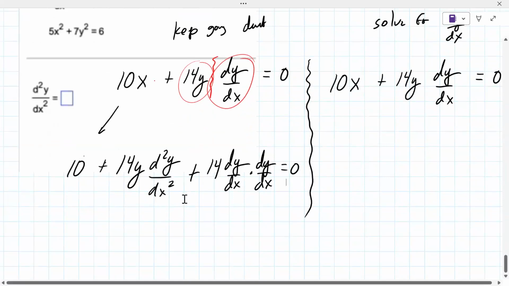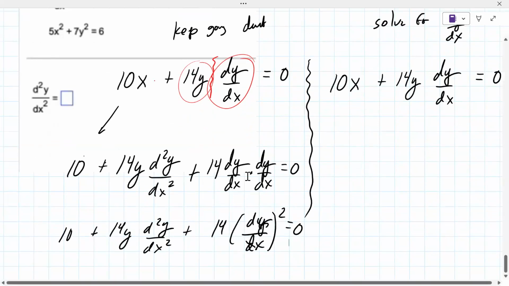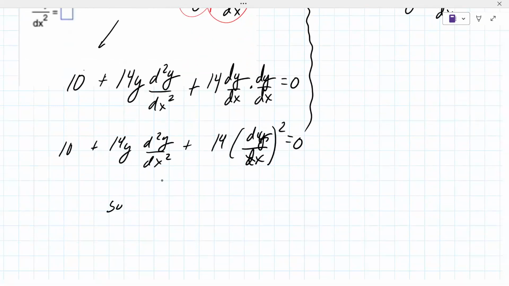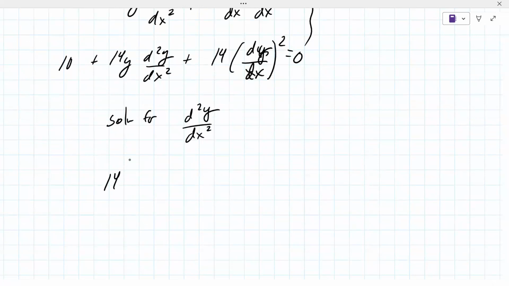Okay. All right. So just a tiny bit of simplifying here. This on the right here is (dy/dx) squared. When there's two of them, that is different than the d squared y over dx squared. The one over on the right means that it's the derivative squared. This means second derivative. So now we're going to solve for d squared y over dx squared. So you're going to move the 10 over, the 14 (dy/dx) squared over, and then divide by 14y. I'll show that here in steps.